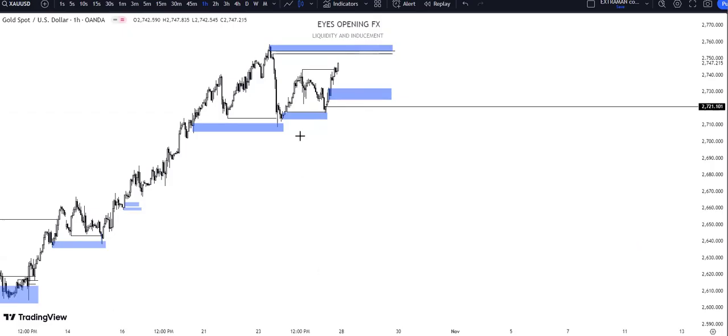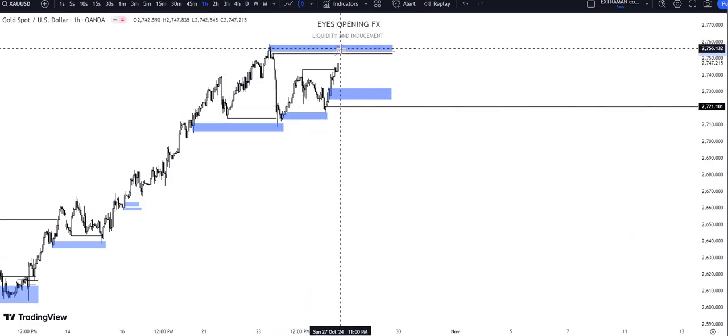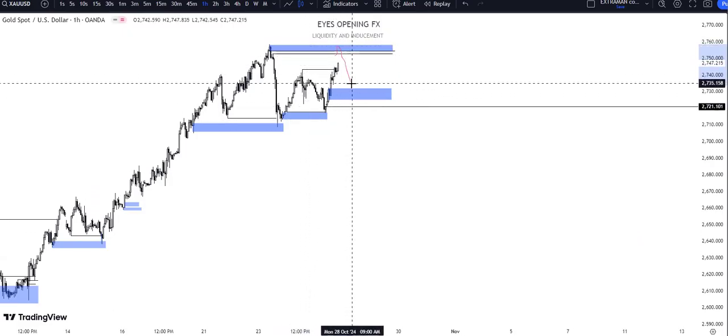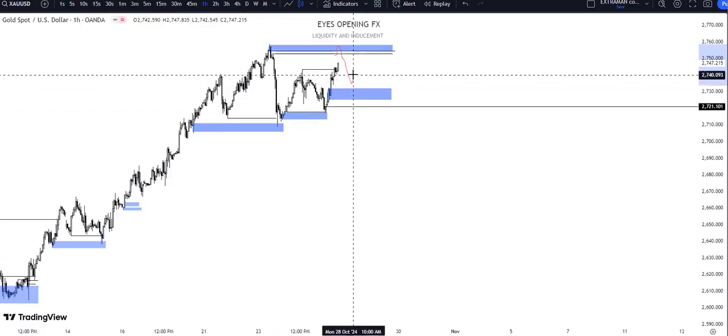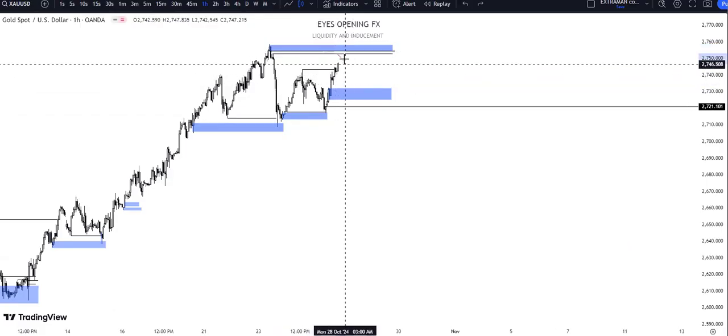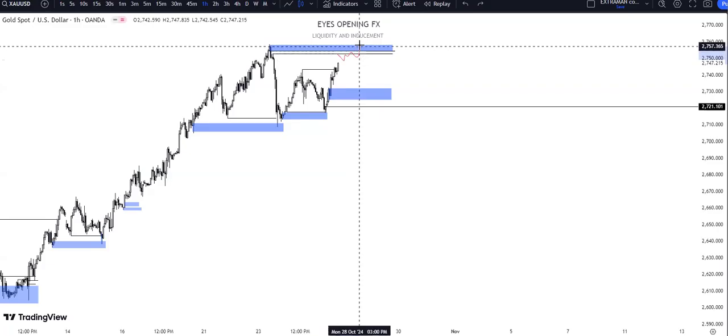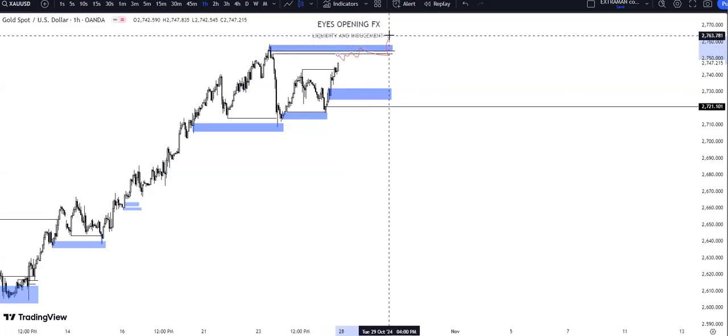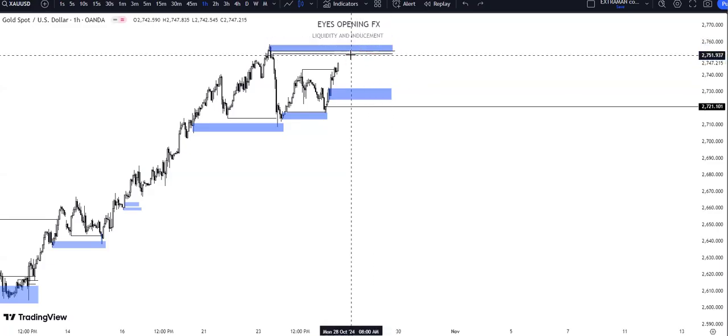We have a POI right here that market can use to give us a retracement into this area, or if it doesn't break structure, we can have a continuation of the range structure into it, increase a little, and blow through this area. So this is what I expect on gold.